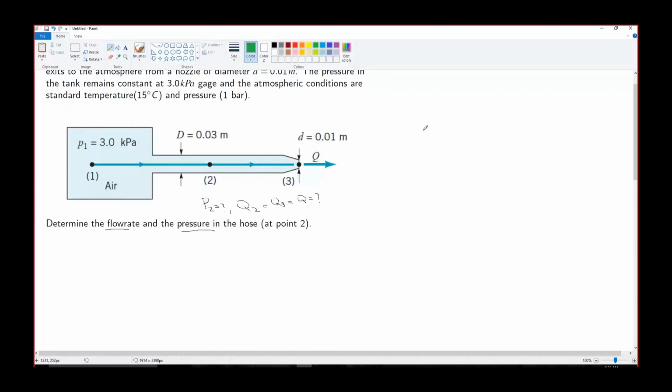So I write Bernoulli equation between any two points or any all of these 3 points. I can write P1 plus half rho V1 square. I am not writing the gamma z term because it is constant throughout, so it will cancel out in all 3 points. This should be equal to P3 plus half rho V3 square, right?